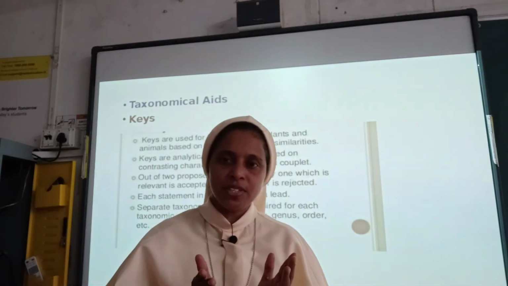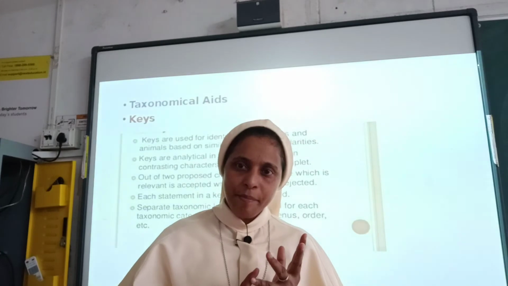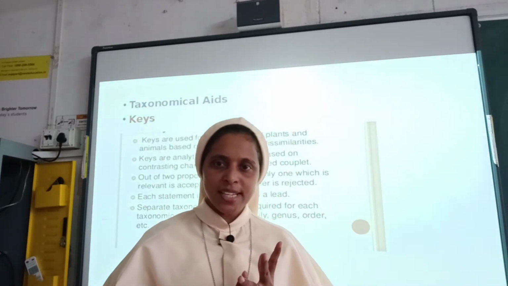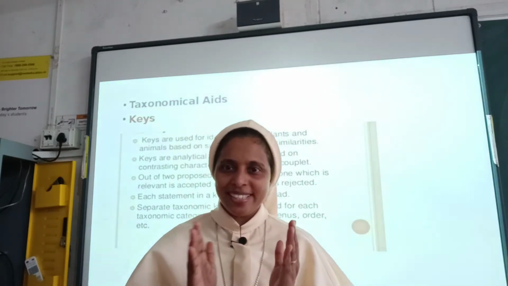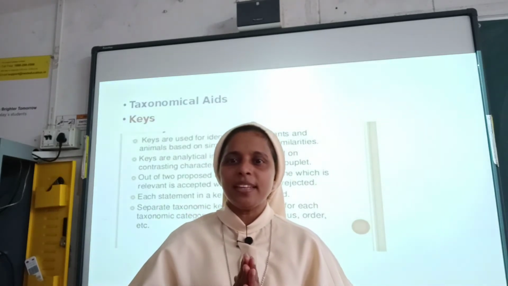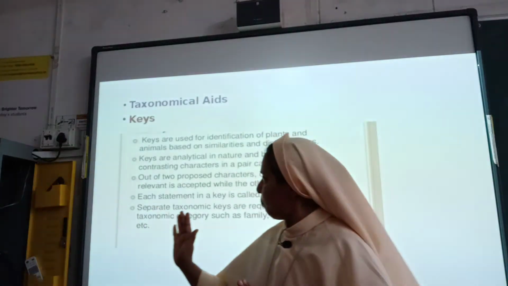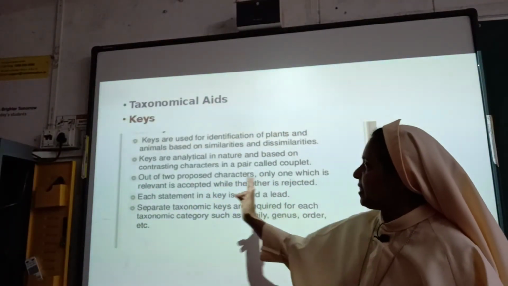That means the contrasting characters, two different, as I have told you, when we are taking two organisms, two animal species, if we are taking rabbit and if we are taking from the amphibia category, the animals with fur and without fur. That means two contrasting characters. Is it clear?